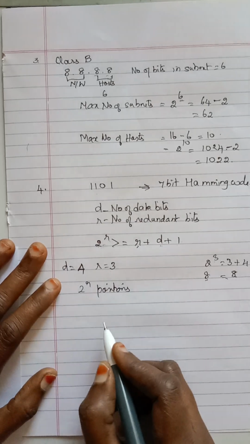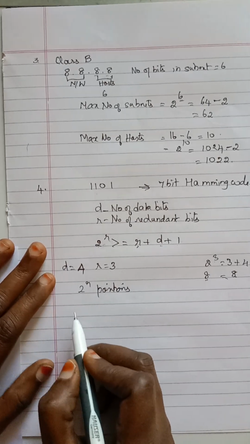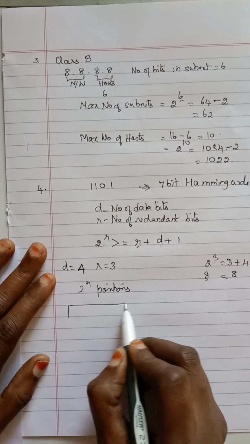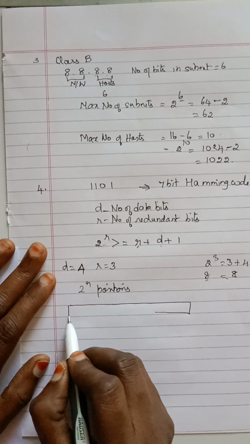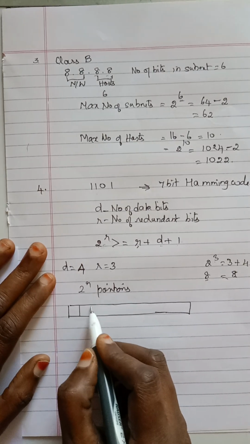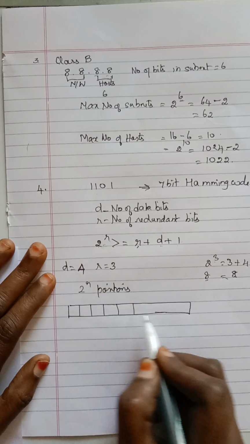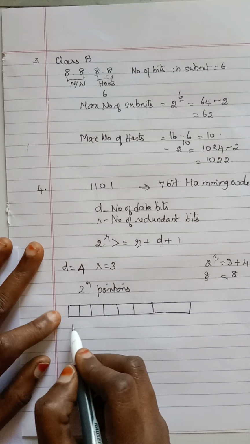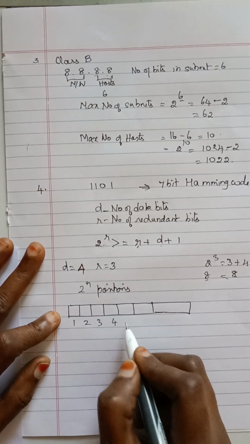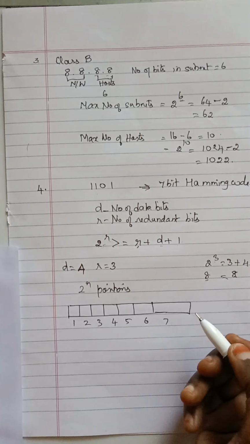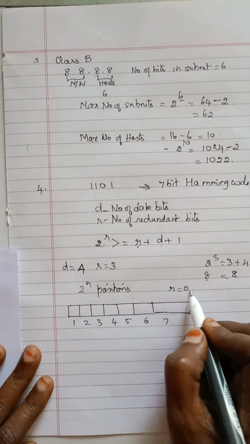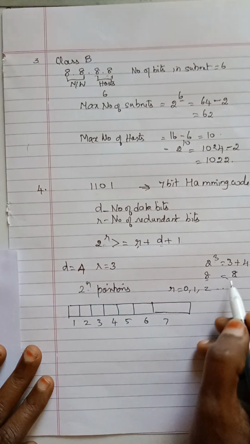So we write the data bits. The data bits are 1101. So it is a 7-bit code; write the 7 bits. Here, first position, second position, third position, fourth position, fifth, sixth and seventh. The redundant positions will be 2^r positions. We take r from 0, 1, 2, etc. So we have only r values up to 3.